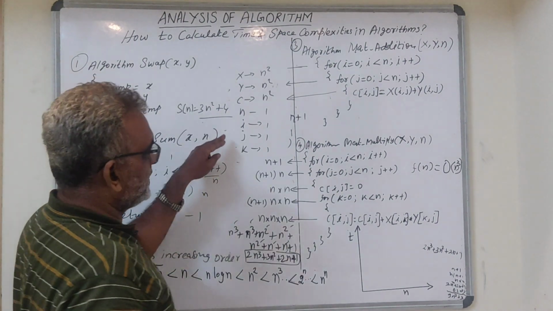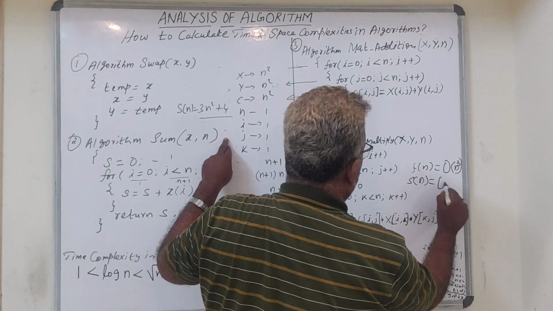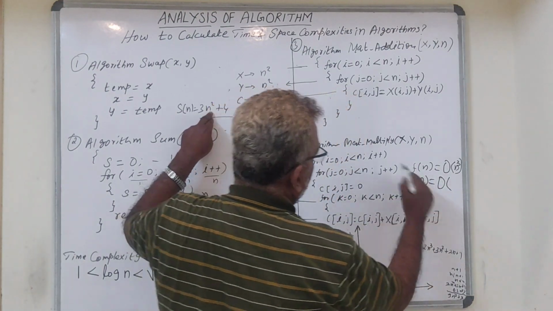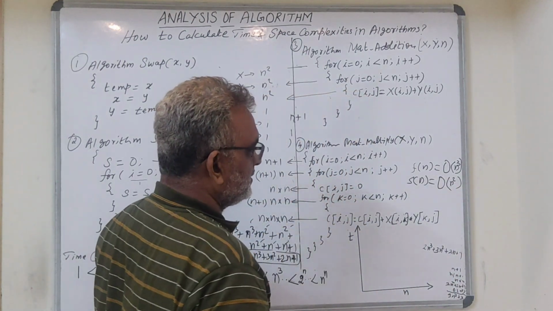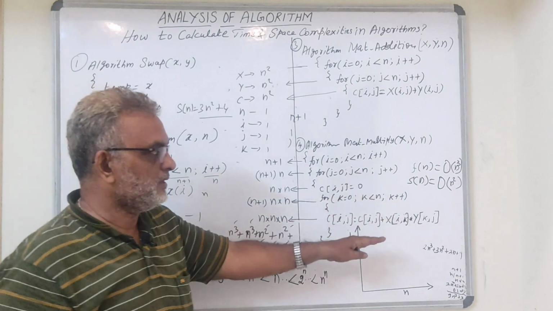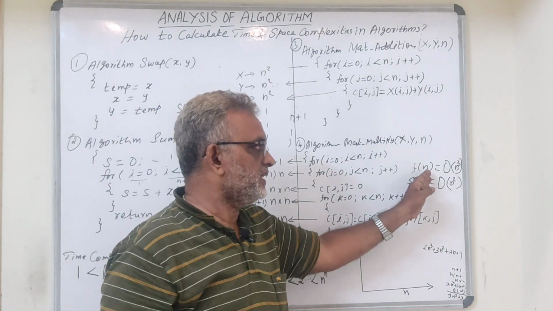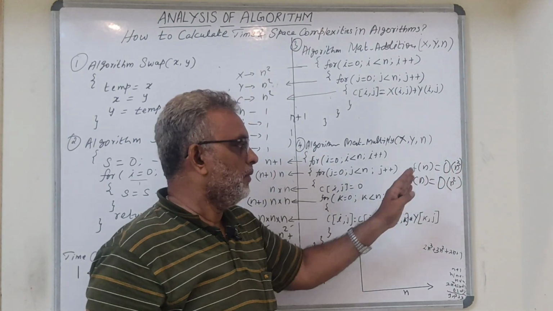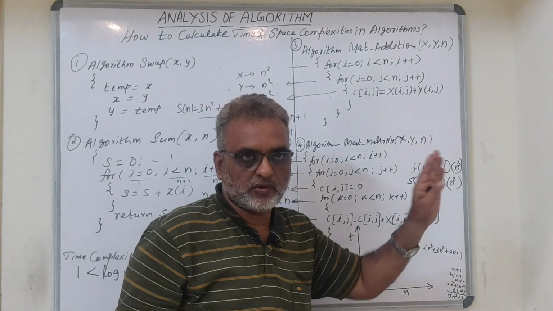Okay, so the space complexity can be written as S of n is equal to order of, you have to take the maximum degree, it is nothing but n square. So remember that for matrix multiplication, the time complexity is order of n cube, but the space complexity is order of n square.